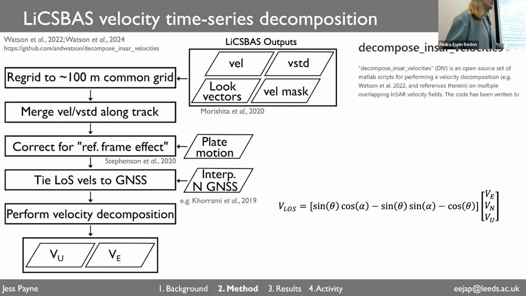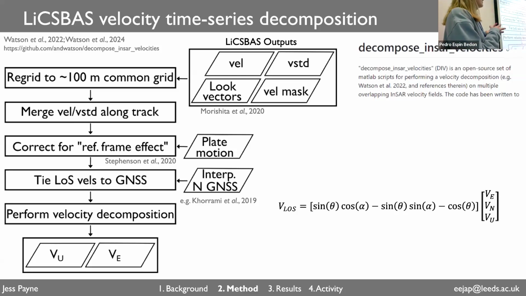So we're seeing velocity decomposition. This is a rough walkthrough of what I do, based on previous work by Watson and Payne. You can find their papers here, and the GitHub for this velocity decomposition. I can talk about this briefly. So how you approach this: you first take outputs from LiCSBAS, so the velocity, the LiCS vectors, which you mentioned, and the velocity mask, and you read the grids. This is all done within this GitHub program here.